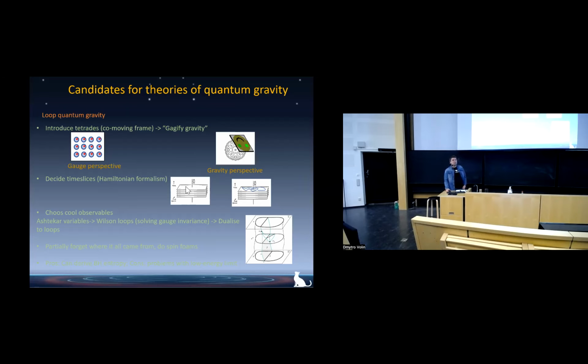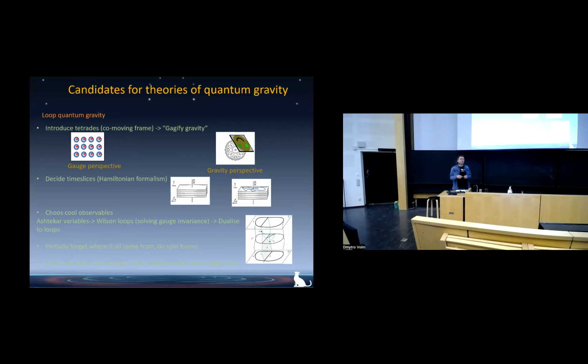Then, in loop quantum gravity, they decided actually to slice in time. So time is important. We believe there is a symmetry, but let's destroy it and make time important. And then here comes the most important part. Normal observables do not work. So the idea was to choose very cool observables, and they found that, apparently, instead of considering quantum fields, considering loops over which fields are integrated is a nice observable. And they actually change the game.